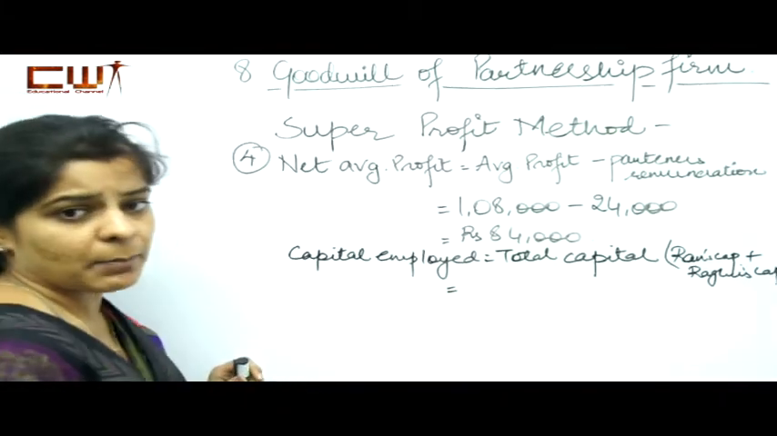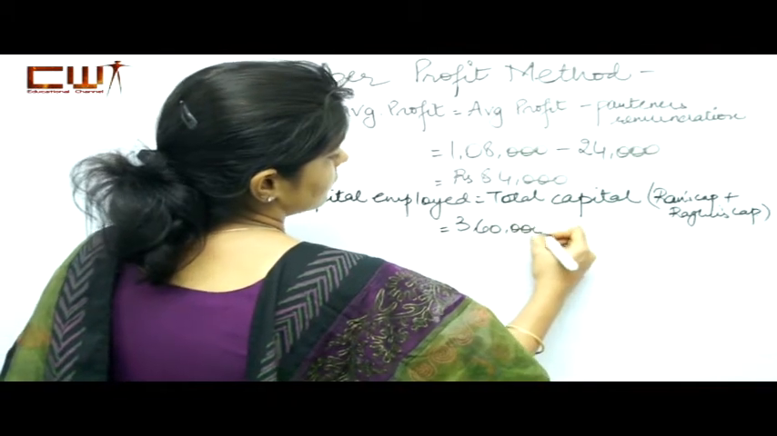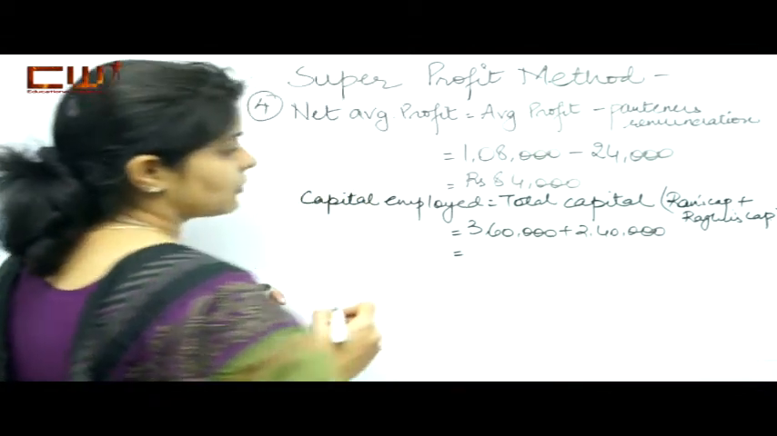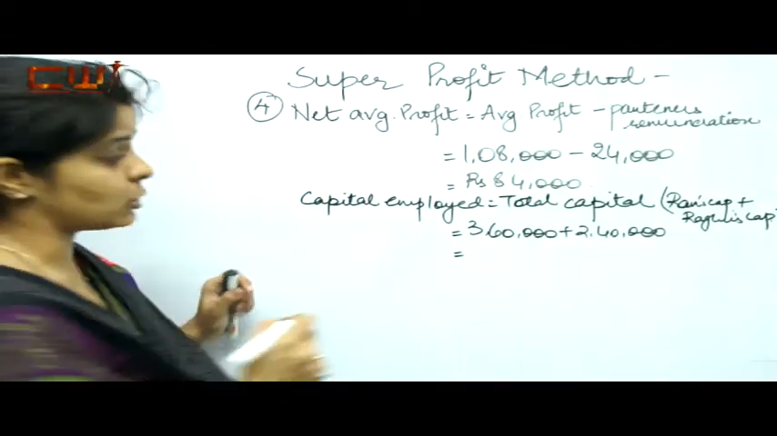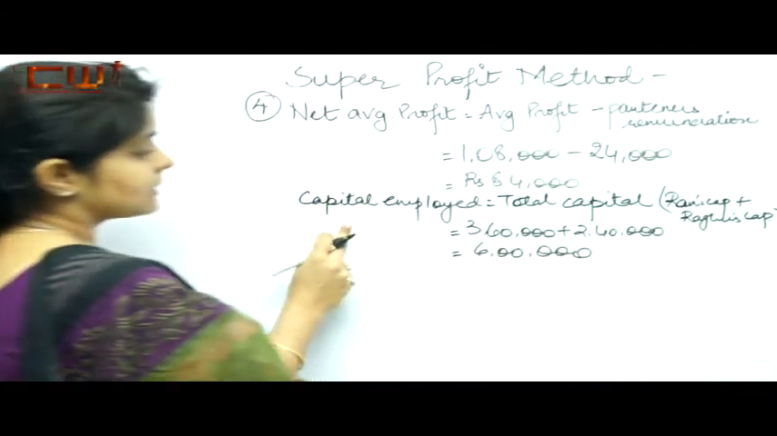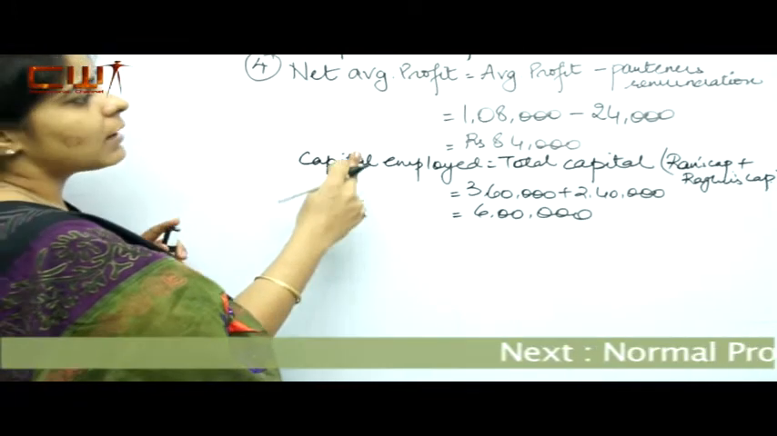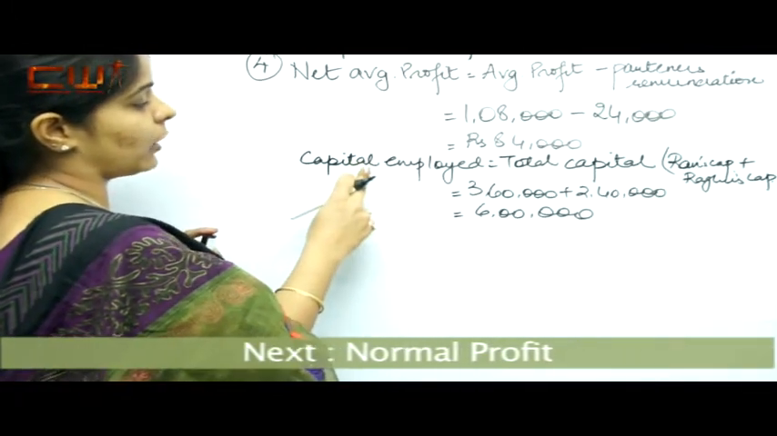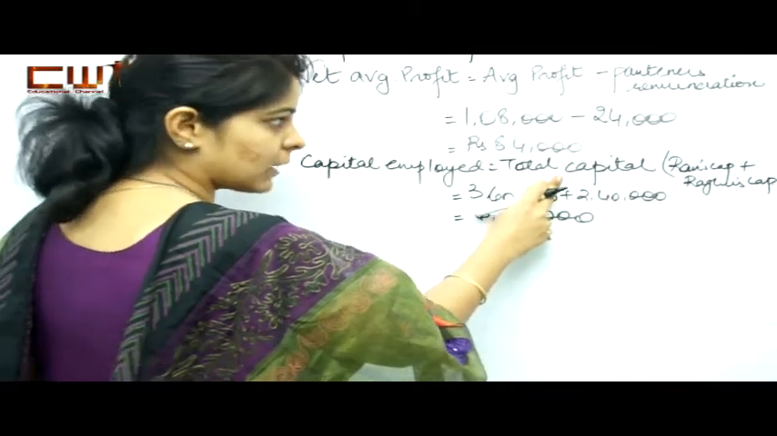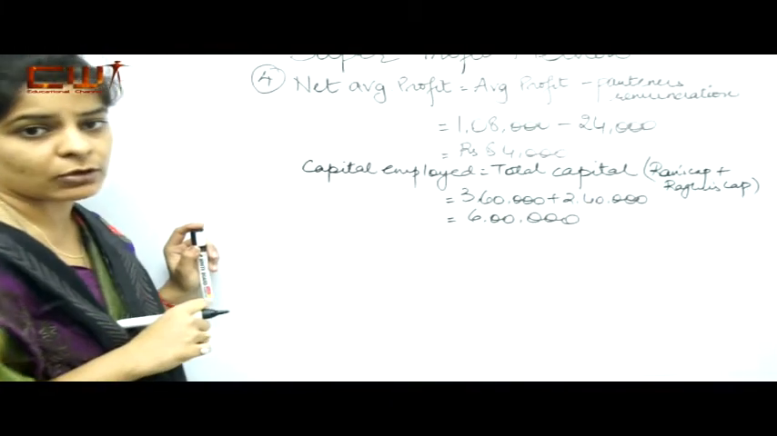So what is Ram's capital and what is Raghu's capital? 3,60,000 plus 2,40,000. Right? 3,60,000 plus 2,40,000. So the total capital will be how much? 6 lakh. See, this is a new thing that has come in the question. Till now you were given capital employed, but now you have to find out capital employed. So capital employed is total capital. Total capital is made up of the capital of the partners, that is Ram and Raghu. So add their capital and you will get the total capital of the firm.